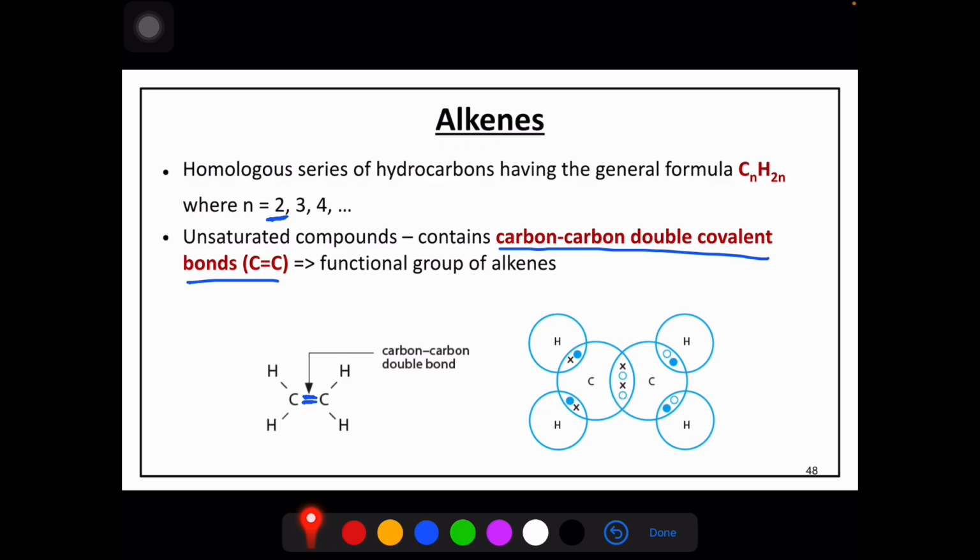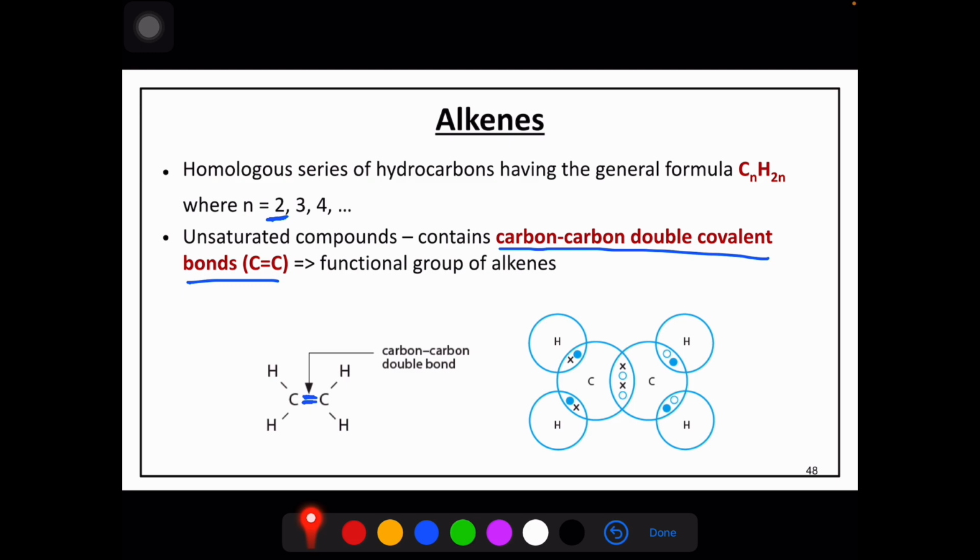So alkenes are special because they have these carbon-carbon double covalent bonds, and because it must have these, you can only start with at least 2 carbons, hence n must start from 2.